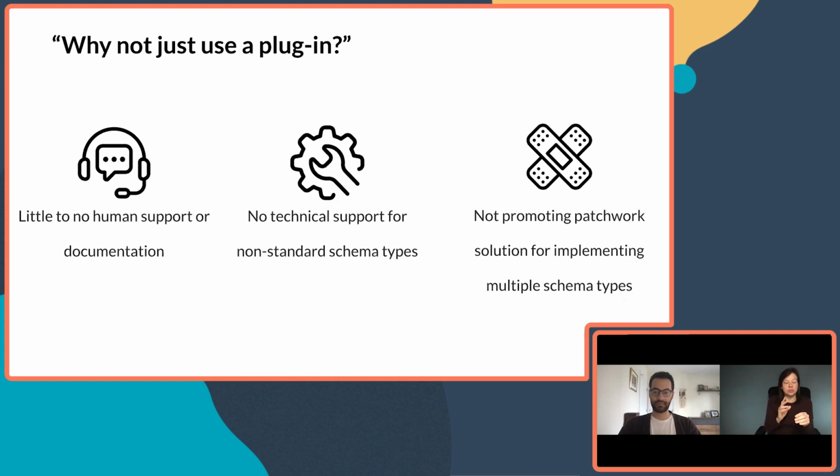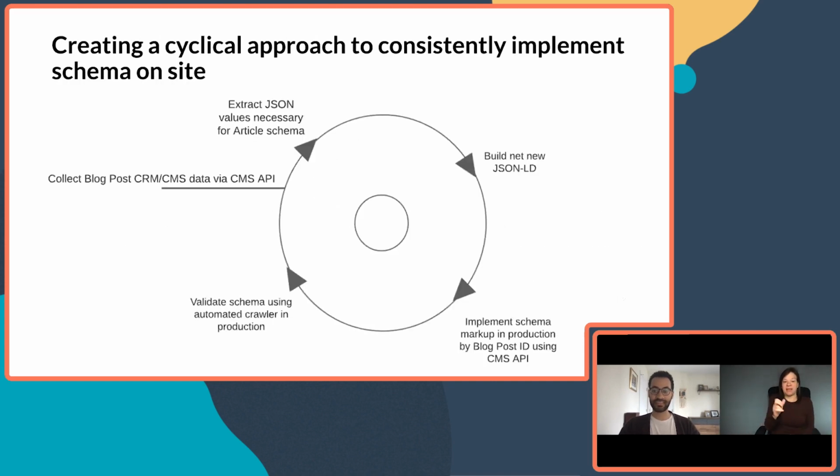And finally, just not trying to promote a patchwork solution for solving this issue. I didn't want to have something that required jumping through multiple hurdles, multiple different processes, different platforms, and different organizations, different members within the organization to get schema up to the site at scale. I wanted to make sure that there was a tried and true solution that was cyclical in nature that could not only address the backlog, but could be redeployed at any given moment for any publication. And that's exactly what I built out.